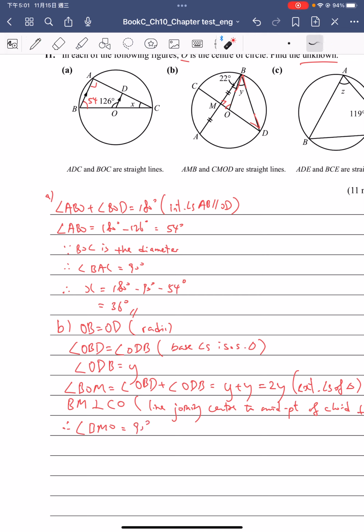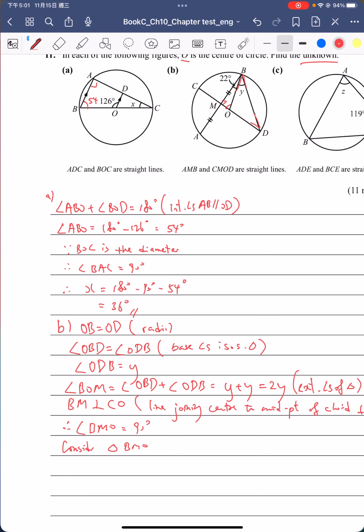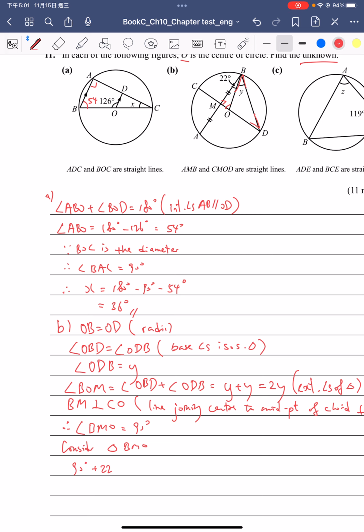Then we can use our angle sum of triangle by considering this BMO. So consider the triangle BMO. We can say that 90 degrees plus 22 degrees plus 2y is going to be equal to 180 degrees. So y is equal to 180 minus 90 minus 22, then divided by 2, giving you y is equal to 34 degrees. Okay, so that's for part B.